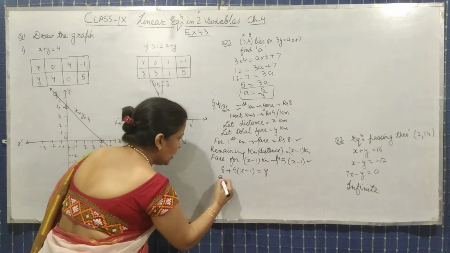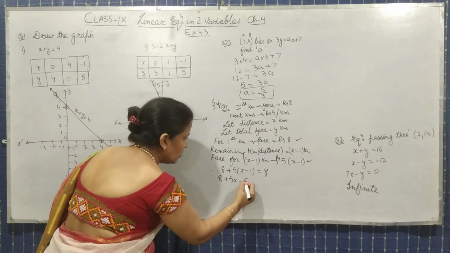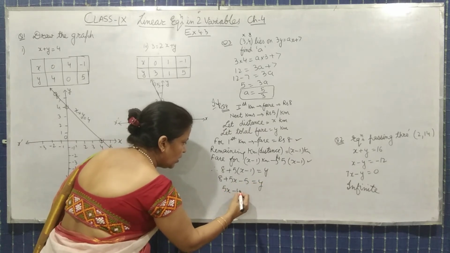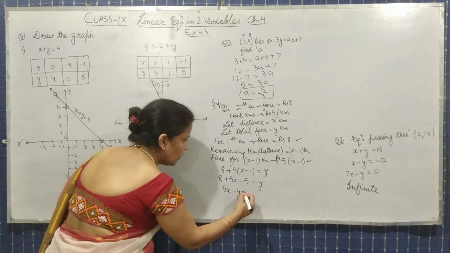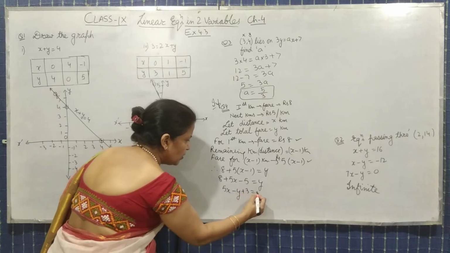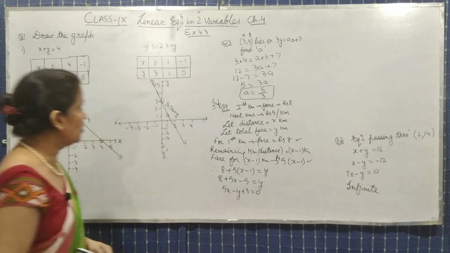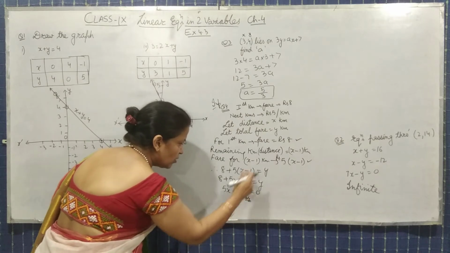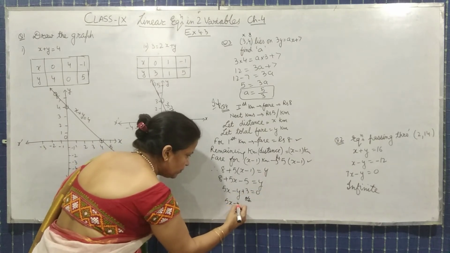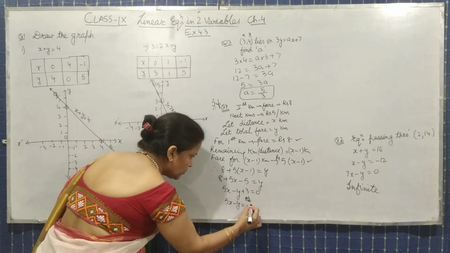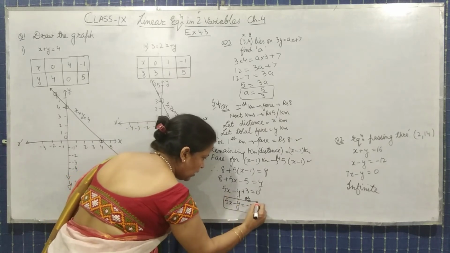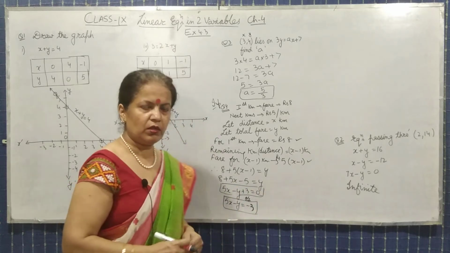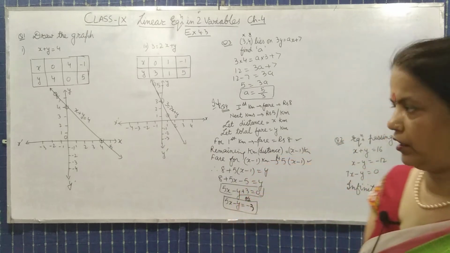Solve it. 8 plus 5x minus 5 equals y. Solve it further: 5x minus y plus 3 equals 0, isn't it? Or you can shift the constant term to the other side if you want, and it will come like this. So either this or this is the linear equation. Is it clear? This becomes the linear equation.